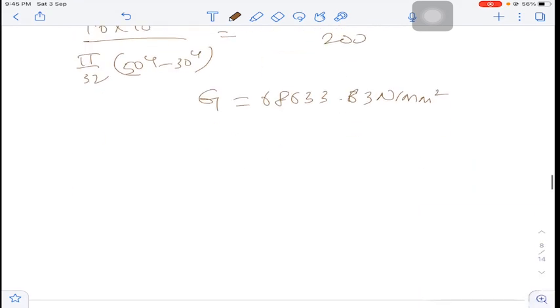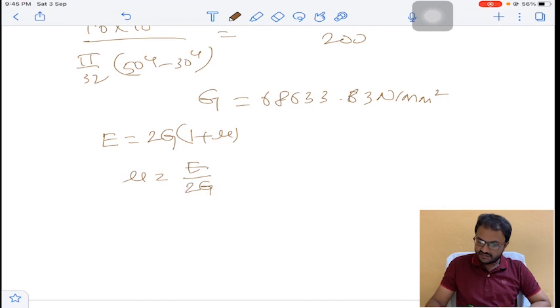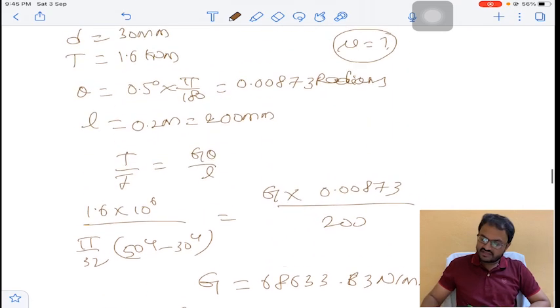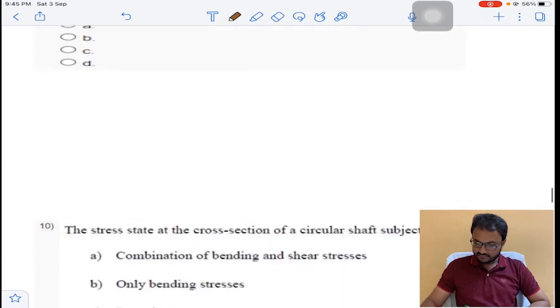So we already know the relation between modulus of elasticity and modulus of rigidity: E is equal to 2G into 1 plus mu. So from this, mu is equal to E by 2G minus 1. So E is 2 into 10 power 5, divided by 2 into 68633.63, minus 1. You will get mu is equal to 0.457. So the answer will become option C for question number 8. Coming to question number 9.